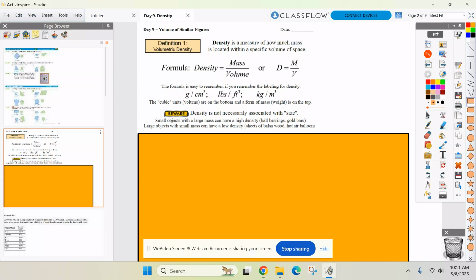I kind of think of density almost as our population density. Population density was how many people or things we could pack into a certain spot. Same thing here. How much mass is in a certain volume? How much mass can we pack into a certain area, volume? So mass divided by volume.